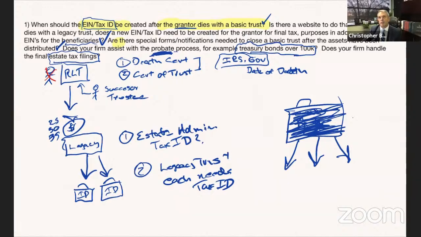I'm trying to think of a situation in my 16 years where we haven't had an individual pay the tax. I can't think of any. So we always have an individual, whether it's a beneficiary or the deceased individual, pay the taxes. So thank you for that. Here's a question.